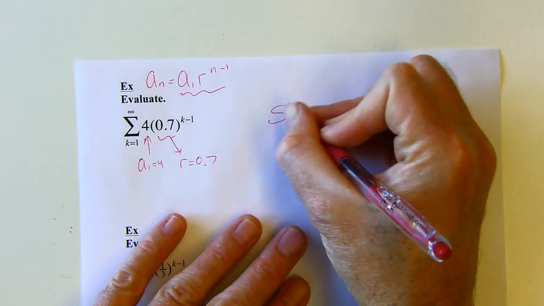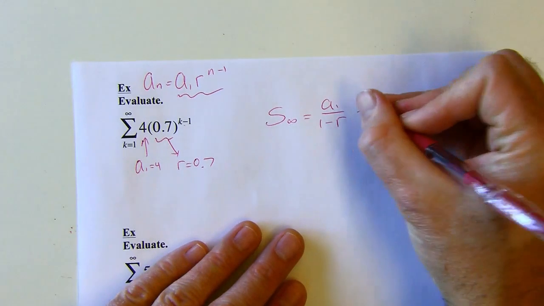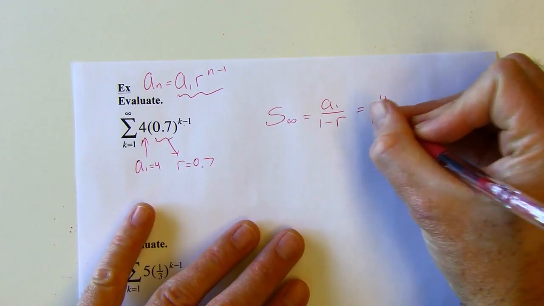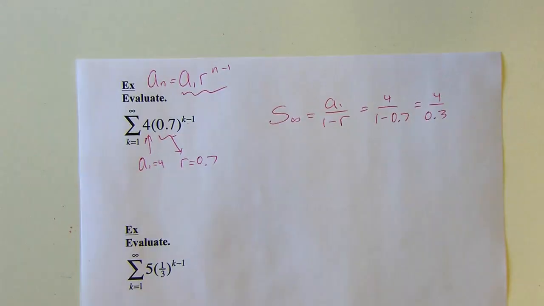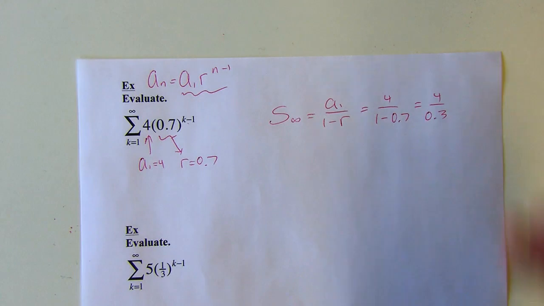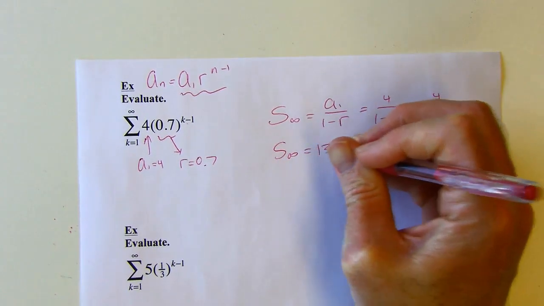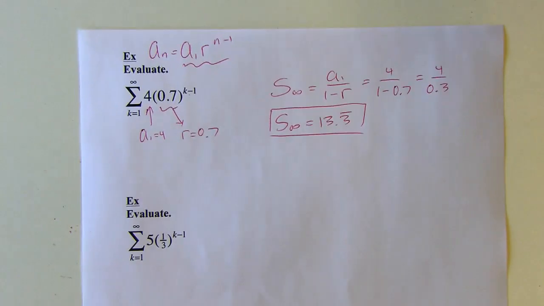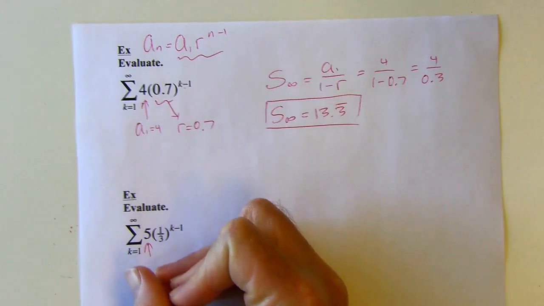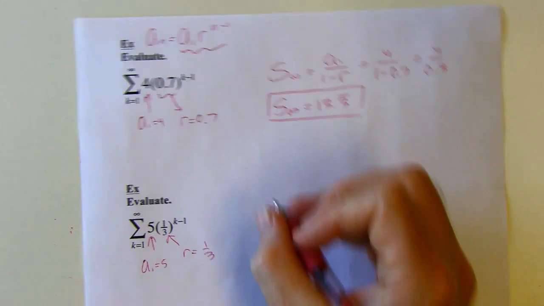Okay, so here is the formula again. I've got my first term, which is going to be 4 over 1 minus the ratio, and that's 4 divided by 0.3, and that will come out to 13 1/3, or 13.3 repeating. Okay. Same kind of deal on this next problem. This is my first term, and this is my ratio.